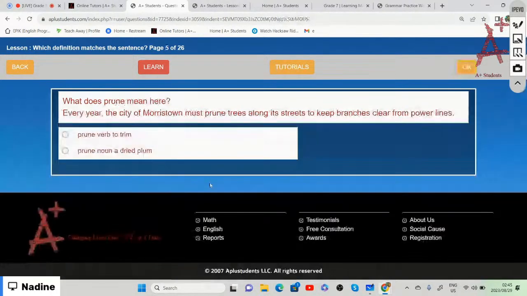What does prune mean here? Prune. Every year, the city of Morristown must prune trees along its streets to keep branches clear from power lines. Prune trees along the streets. So prune is to trim, or a prune is a dried plum. In this case, it is to trim. Because if they're saying the city must prune the trees along the streets to keep the branches clear from power lines, it means they need to trim the branches or the trees just so that they do not go up to the power lines.